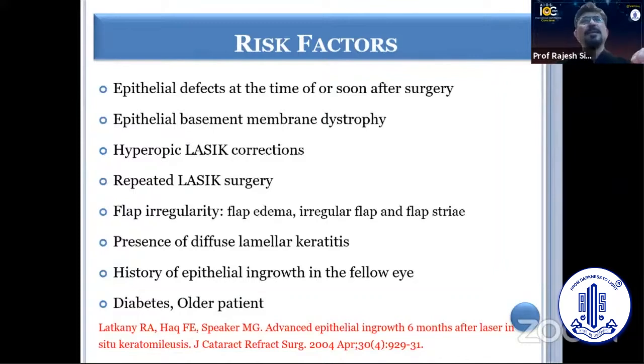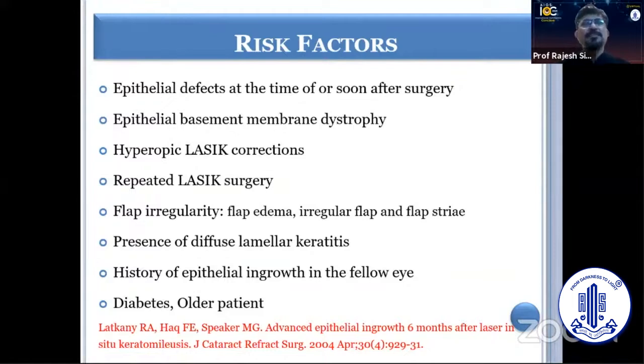There should be an epithelial defect at the time of or soon after surgery. Mostly you see this if the patient is predisposed, like having epithelial basement membrane dystrophy. In such cases, there can be an epithelial defect, and the patient can have epithelial ingrowth at the time of epithelial healing. Hyperopic LASIK correction, because the laser ablation is done in the periphery, and that's why the flap adhesion is not very good in the periphery, and sometimes you can have epithelial ingrowth because of that.